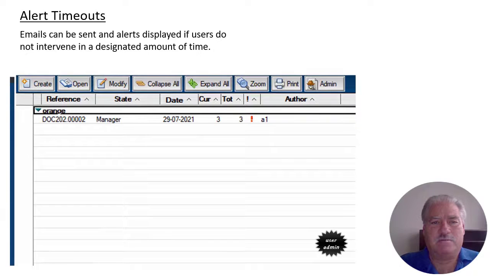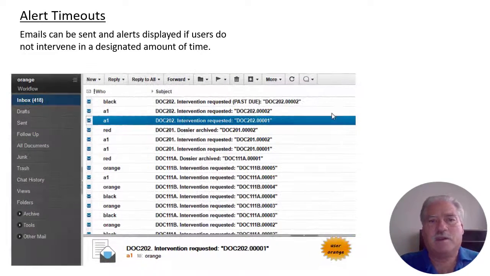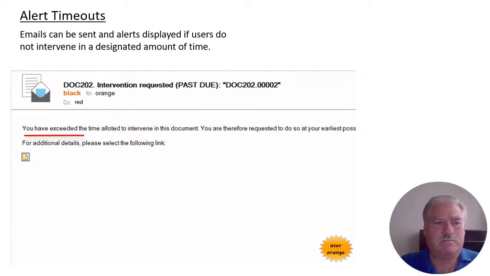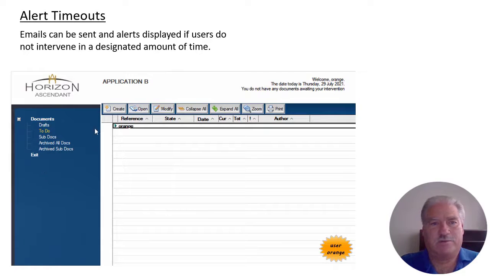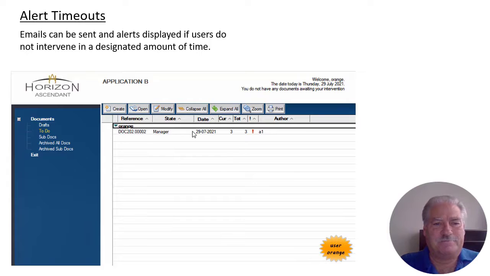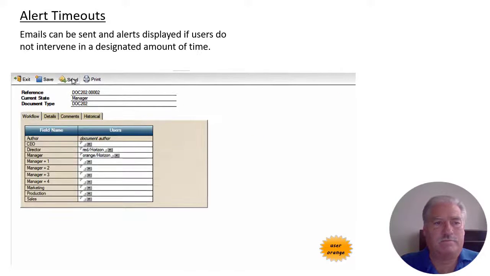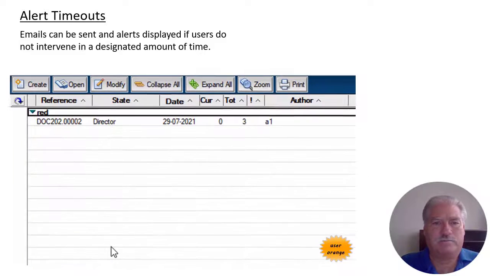And as you can see, the days have been updated and an alert has been posted in the view to draw attention to the fact that this document wasn't handled in the amount of time recommended. An email was sent, and as you can see, it was directed to the manager with a copy to director. Now, just to show you, when Orange does intervene in the document, the alert is removed.